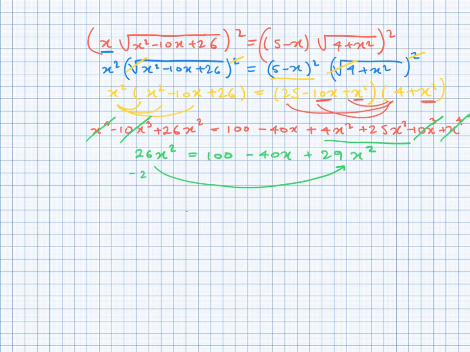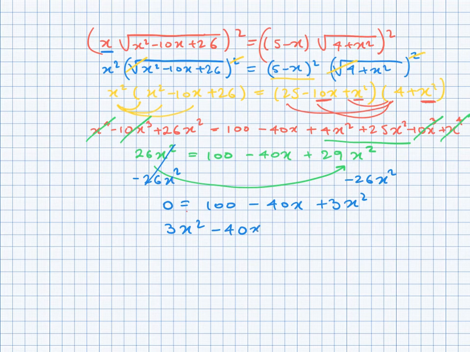Okay, let's use a different color. It's like take away 26x on both sides, 26x to the power of 2 on both sides. So it's going to give us 0. So it's 0 equal to 100 take away 40x. 29x to the power of 2 take away 26x to the power of 2 is plus 3x to the power of 2. This is the same if you write like this.